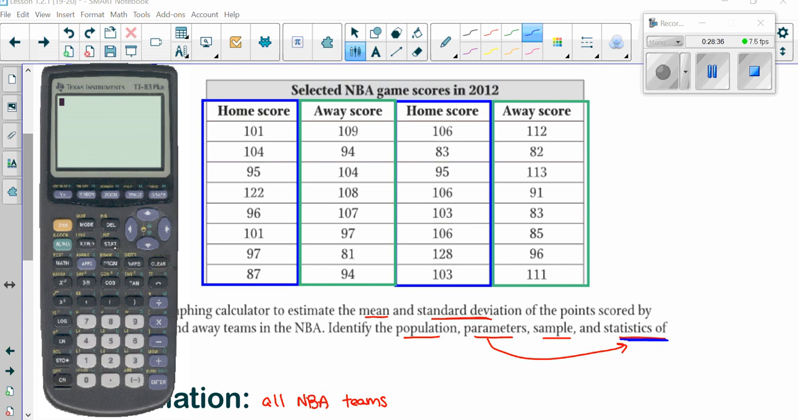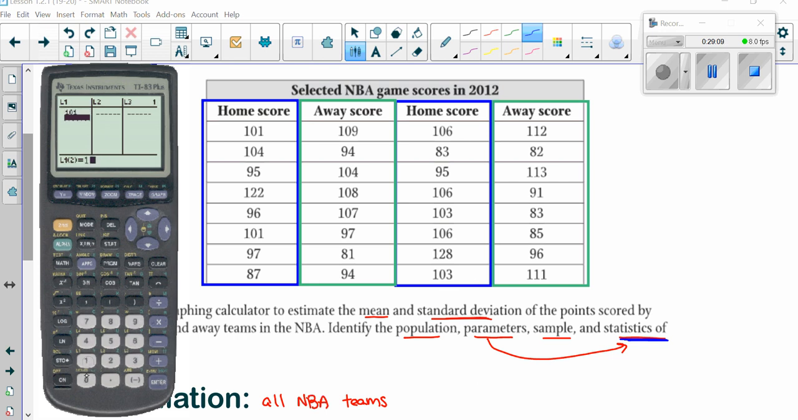If you hit your stat button right here and then you hit enter, you should have a blank list one, list two, list three. If you don't, you can clear your calculator. Hit second, plus sign, 7, 1, 2. Feel free to rewind if you need to see that again. It'll clear, which then means when I go to stat and hit enter, those are all cleared.